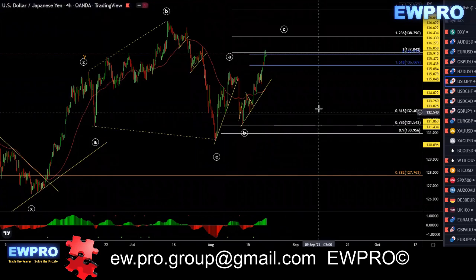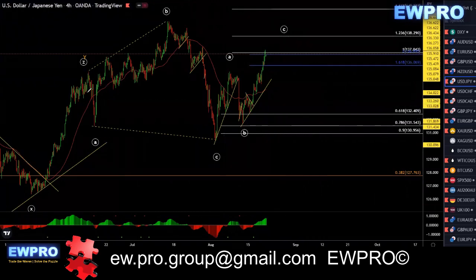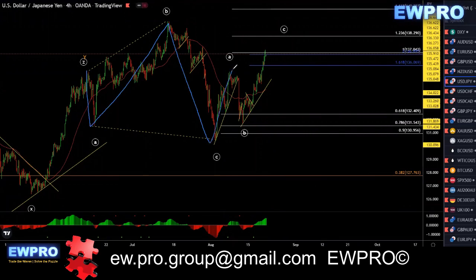H4, you can see what we're looking for, A, B, C. Then we've got an A, B, very deep pullback down to 78.6 in the correction, and then we've got a wave Y. We're just up to that 100 fib. There's no bearish divergence.